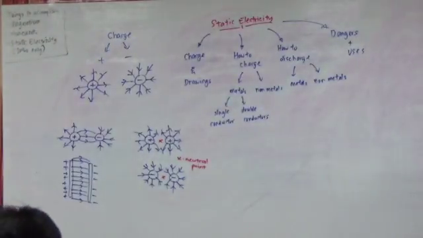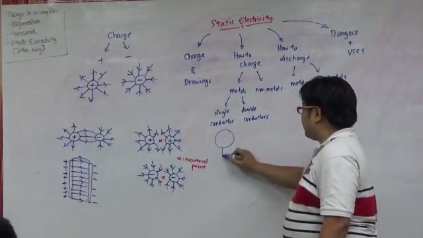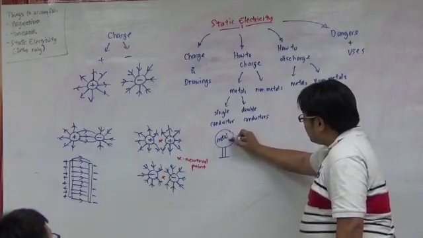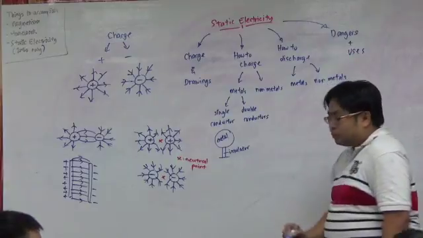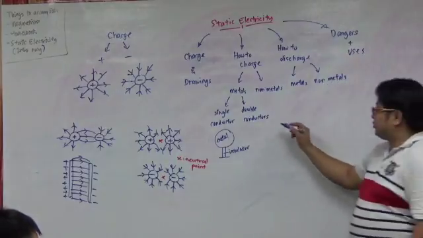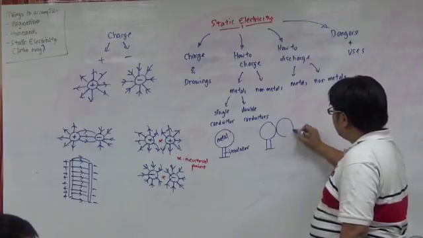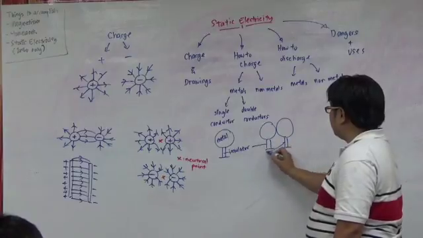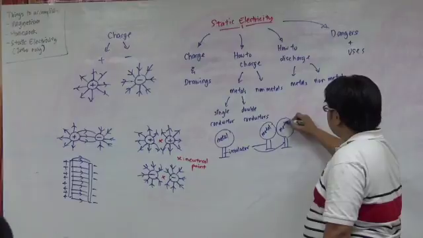A single conductor basically means that there's a ball here and there is an insulator stand. So this is a metal and this is an insulator stand. A double conductor means that you have two, so both are metals. This is insulator, this is insulator, this is metal, this is metal.